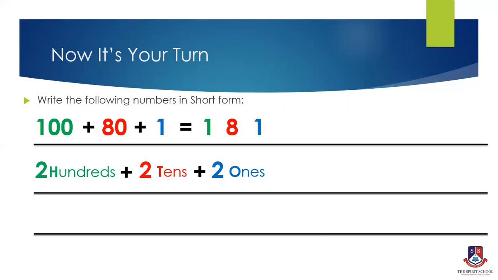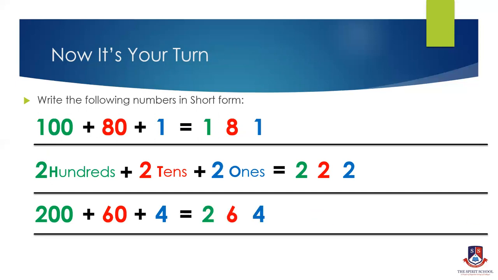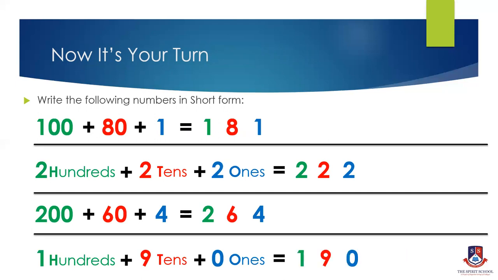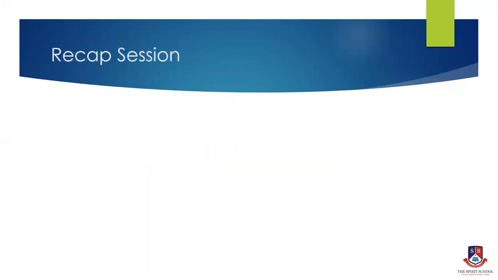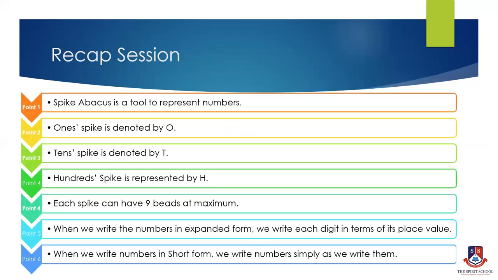Second, we are having two hundreds, two tens, and two ones. That forms the number 222. 200 plus 60 plus 4, that forms the number 264. And here we are shown a number 100 plus 9 tens and 0 ones. It means the number is 190. Now let us recap what we have learned in today's lesson.